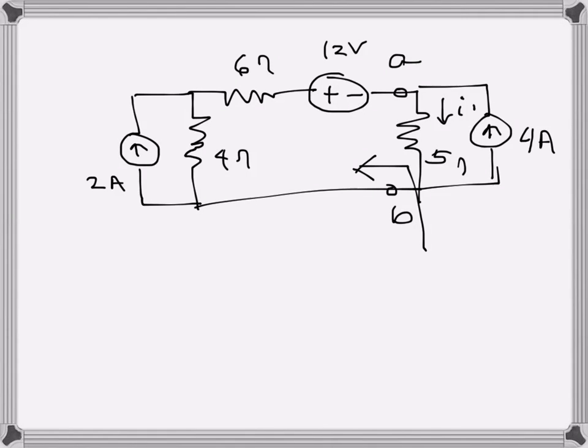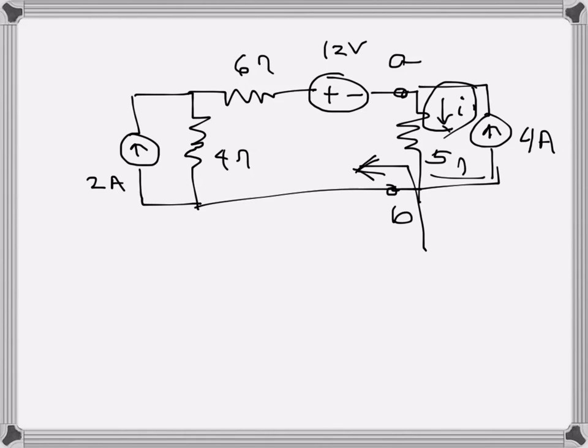I need to find the Norton equivalent at terminals A and B for the left part of the circuit as shown by the arrow, and then using that Norton circuit I want to find the current I, or I1 let's say, that is going through this 5 ohms resistance.